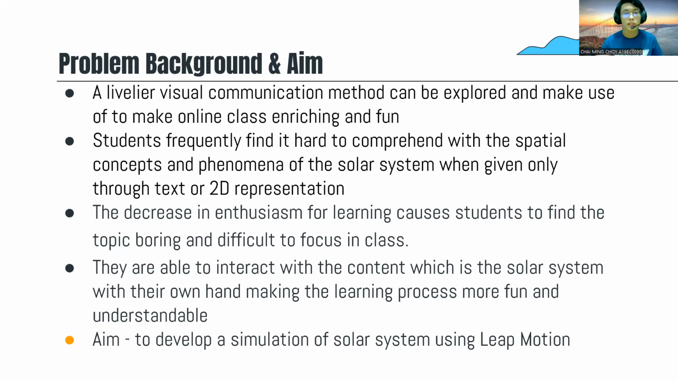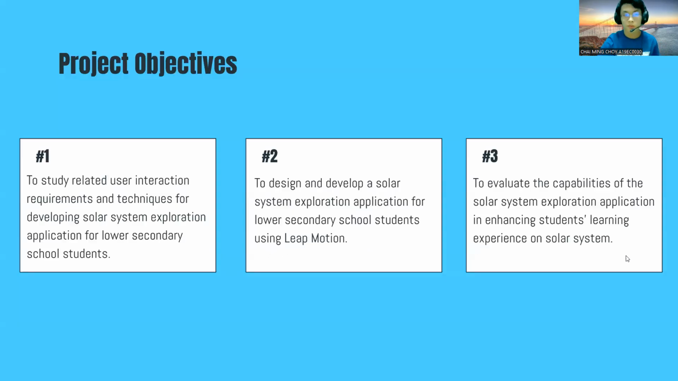So the decrease in enthusiasm for learning causes students to find the topic boring and difficult to focus on in class. With the development of this project, they are able to interact with content, which is the solar system, with their own hand, making the learning process more fun and understandable. So the aim of the project is to develop a simulation of the solar system using Leap Motion.